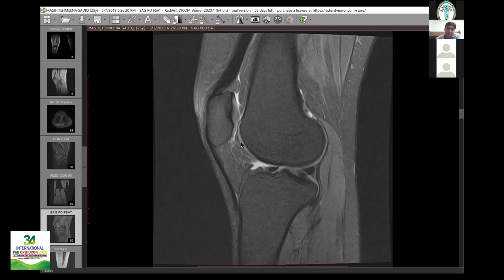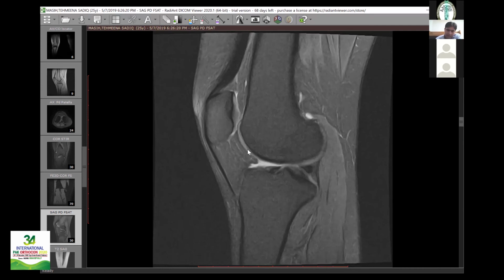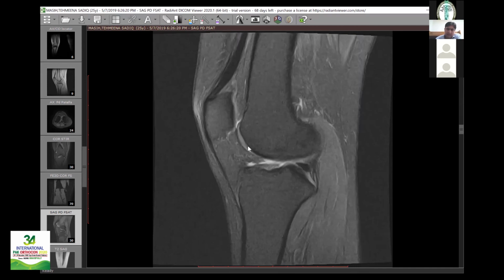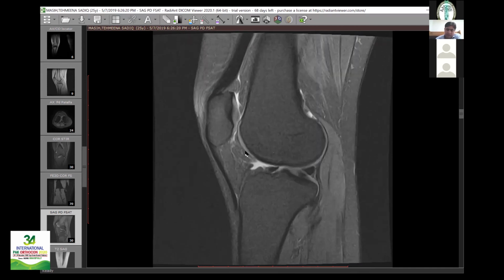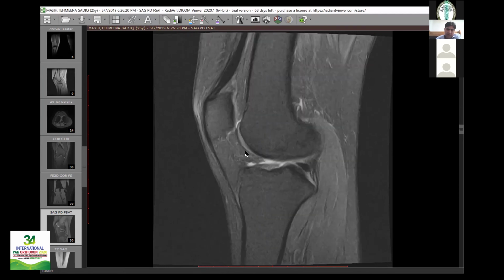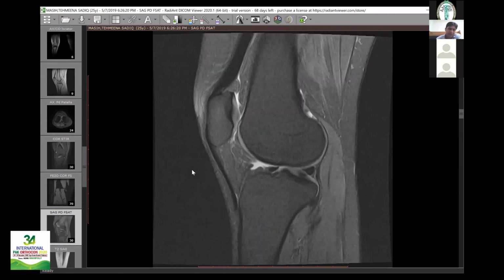This is the femoral cartilage at the trochlea, and you can appreciate here it is fairly smooth, with no abnormal signals. So it's fairly smooth, and there are no abnormal signals here. So this is the normal appearance of the cartilage on PD image.